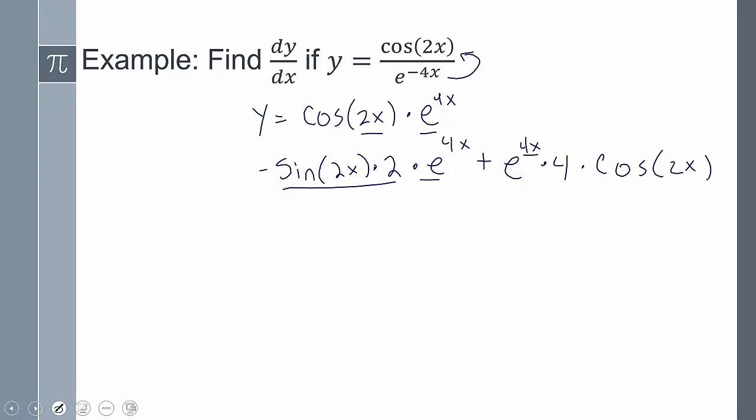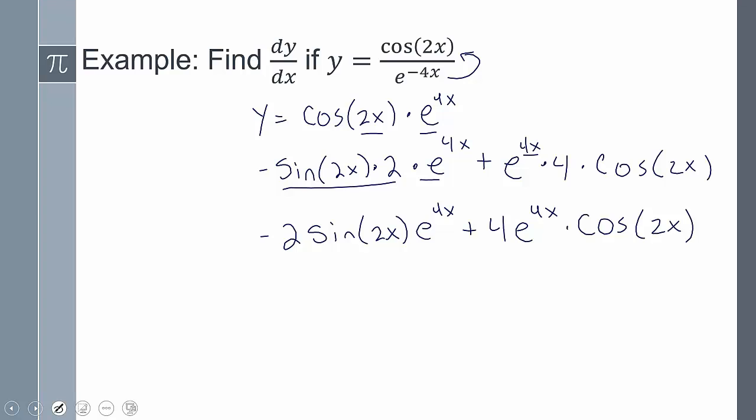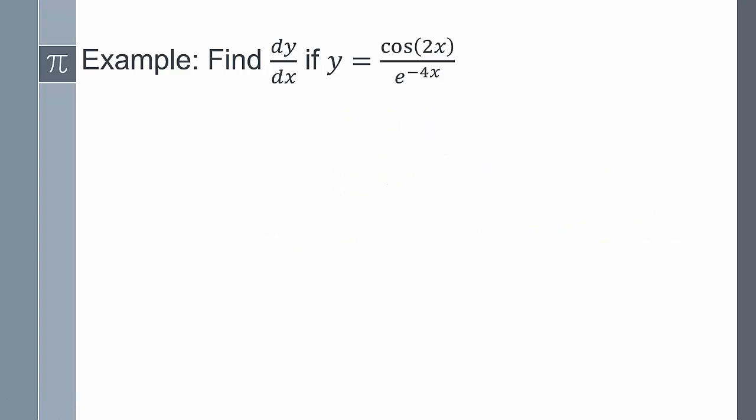So now cleaning all of that up, I'm going to get negative 2 sine of 2x e to the 4x plus 4e to the 4x times cosine of 2x. And right there, that's an acceptable answer.